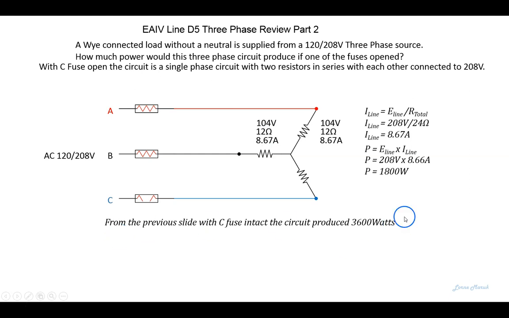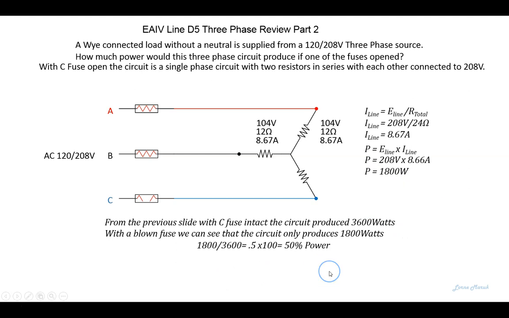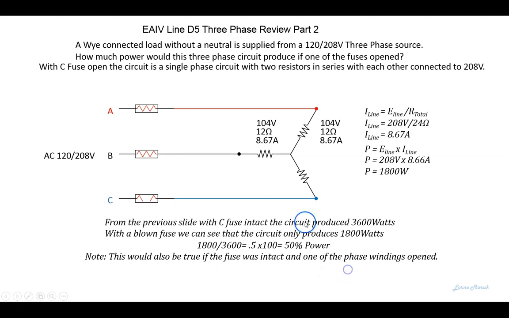Now we'll notice from the previous circuit that we produced 3600 watts, and now we are only producing 1800 watts, which is 50% power. This would be true if we lost a phase winding as well.